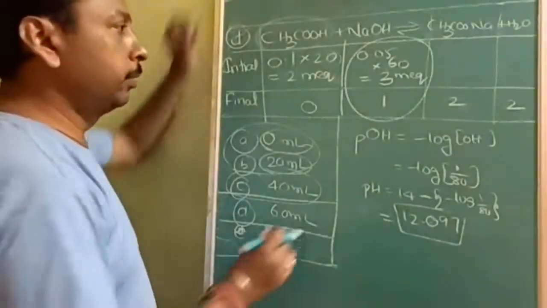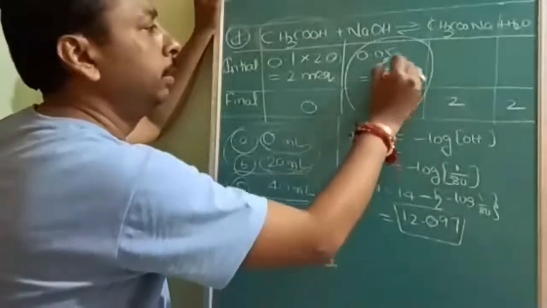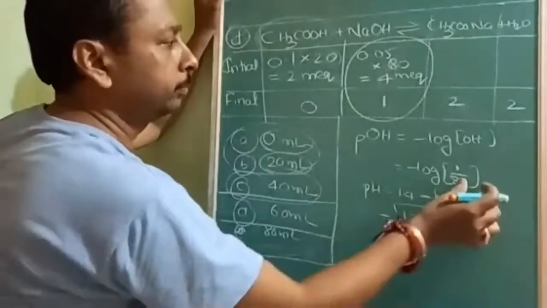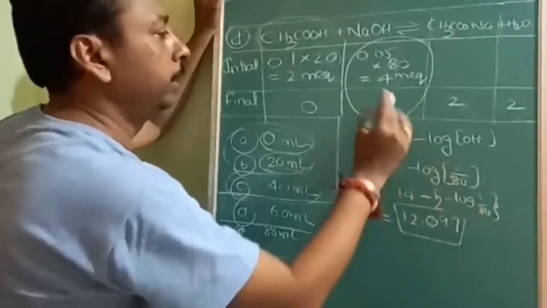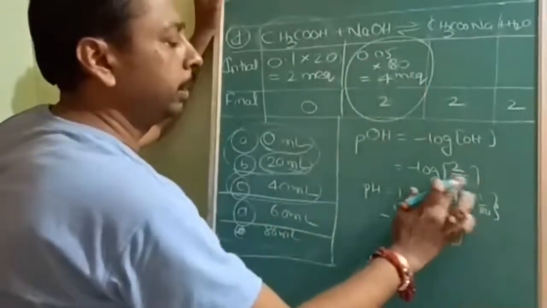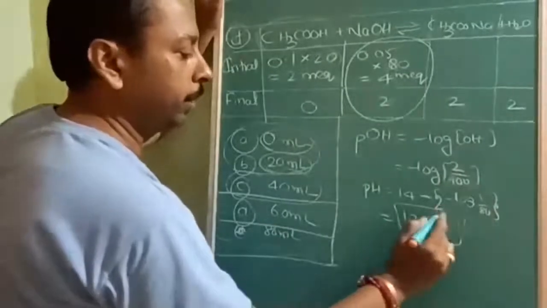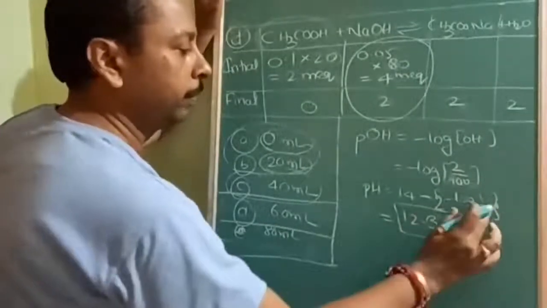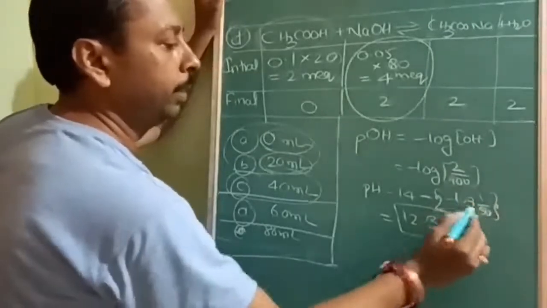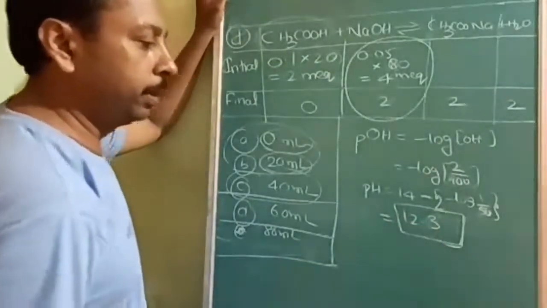See, next question, very simple. D, here it will be 80. 80 means it is going to be 4. Still it is base only. So here in the numerator, it will be 2, and 80 plus 20, it is 100. So on simplifying, you will get something like 12.3, I hope. So forget about that 1 upon 50. Negative log of 1 upon 50, so answer will be 12.3.